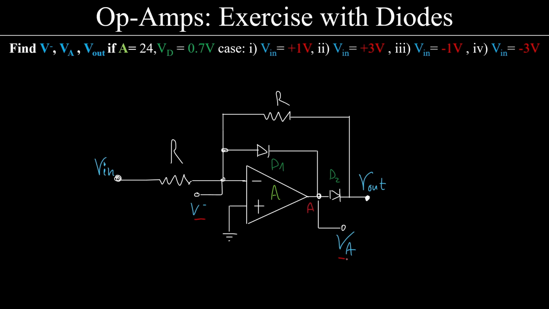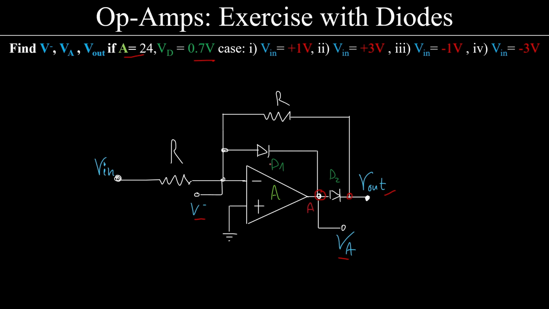Find V minus, VA, and Vout in this configuration when we have some input voltages given the gain of this op-amp and the VD-on of these two diodes. The first step that we have to take is to identify the points before and after these diodes. So, before diode D2, the point is A. After the diode D2, the point is the output Vout.